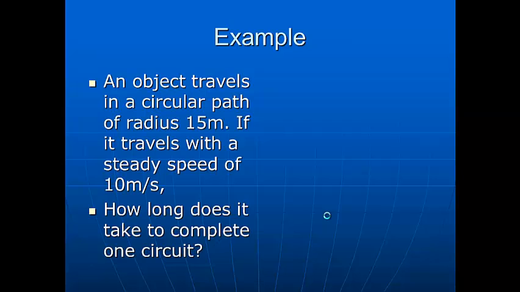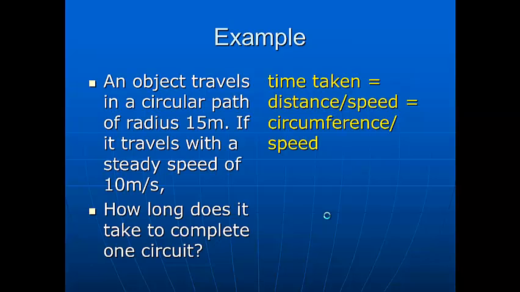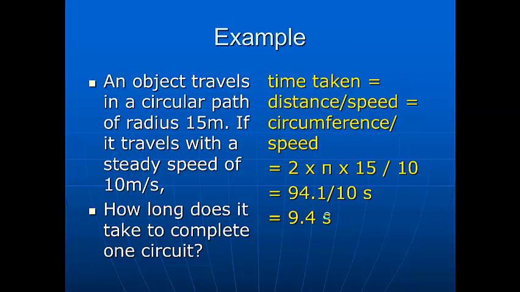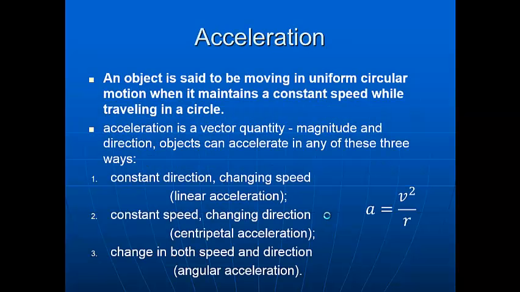For an example, if you have an object that travels in a circle, radius 15 meters, and it has a velocity of 10 meters per second, how long does it take to complete a circuit? Well, the time taken is equal to the distance over the speed, or the circumference over the speed. In our case, 2 pi times 15 divided by 10. Work it out on your calculator: 9.4 seconds.